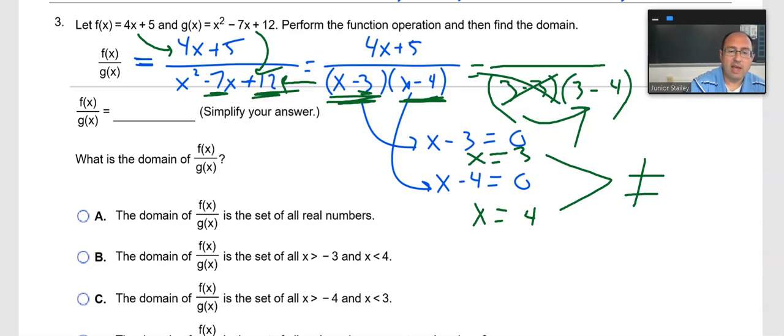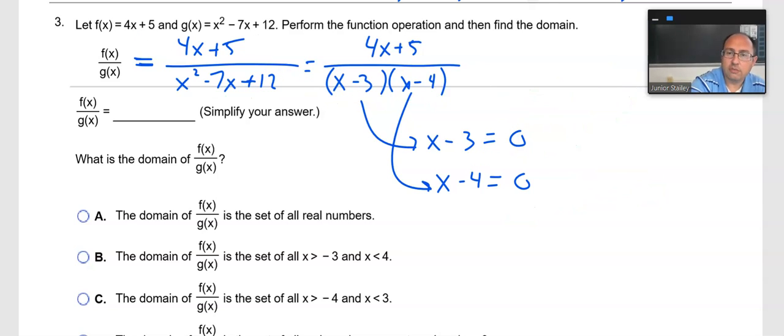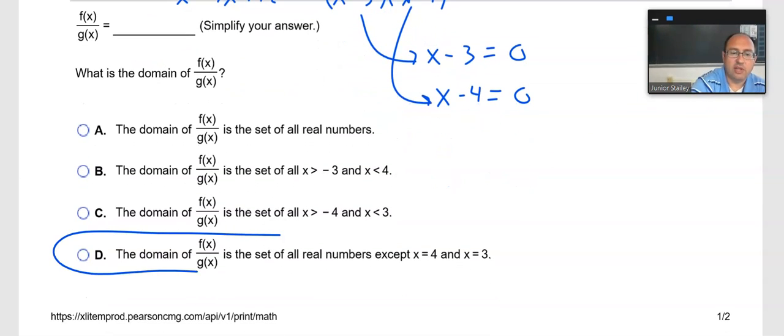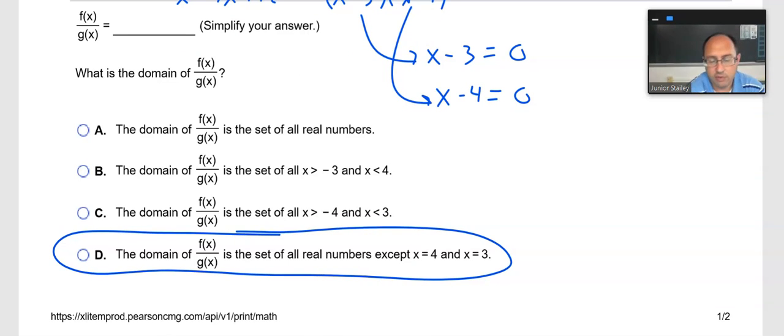So we want every value in the universe except, you guessed it, 3 and 4. Factor the denominator and you'll have that answer.